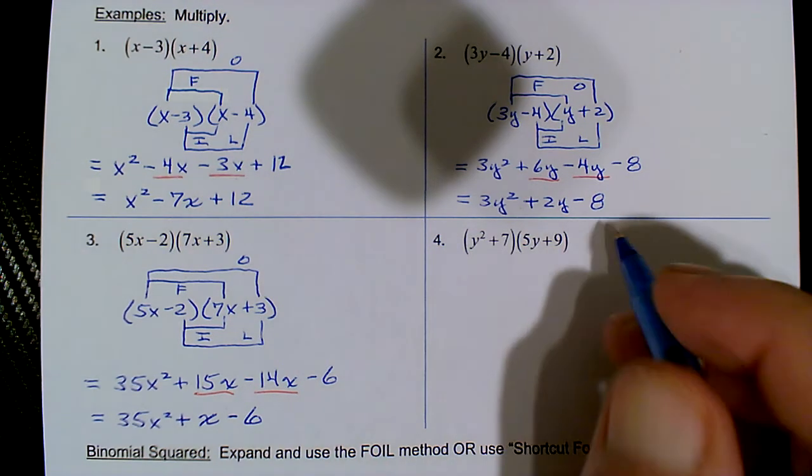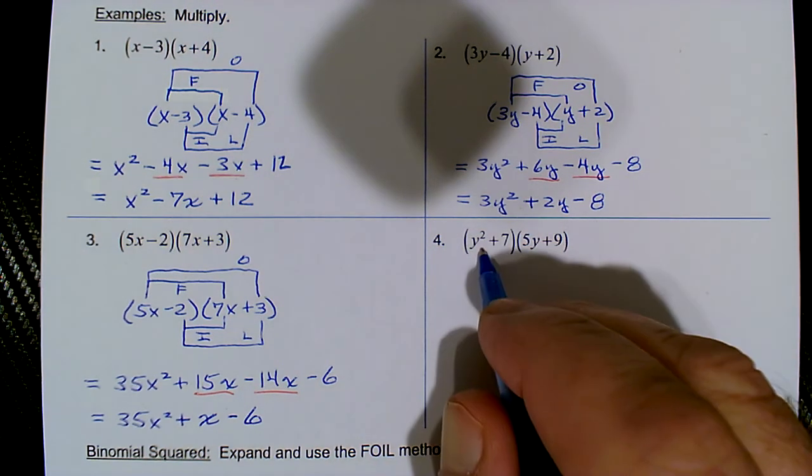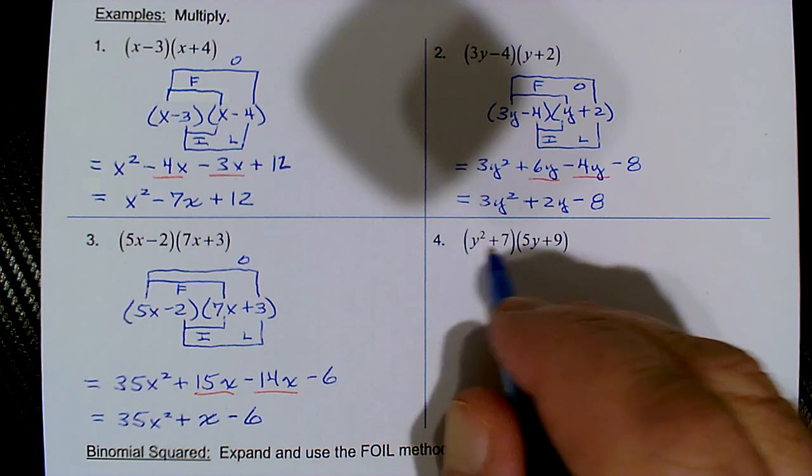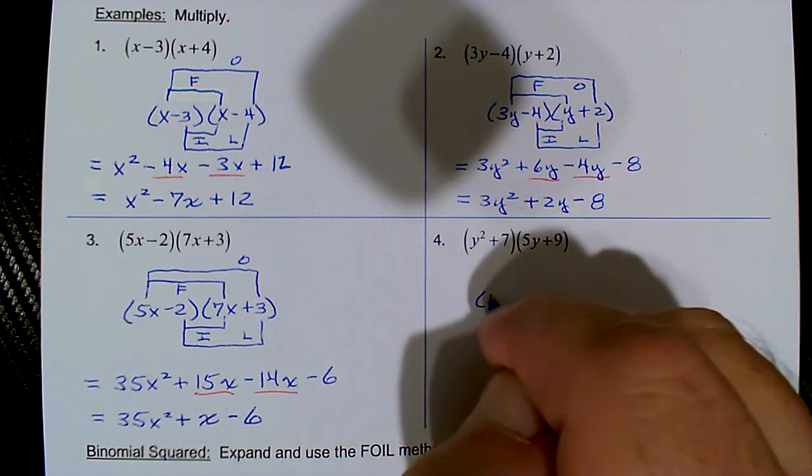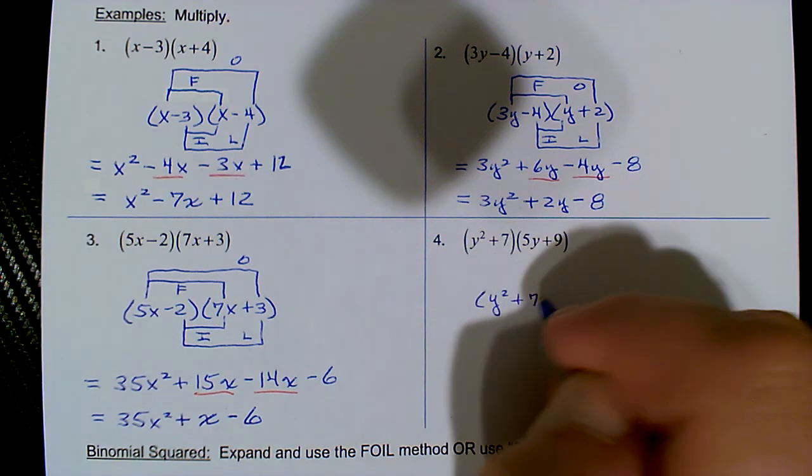Okay, here we see something a little bit different, because you've got a squared term as part of the binomial, so let's just go through the process here.